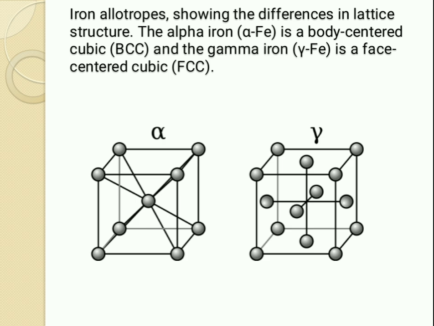So what is the use of these allotropes? Iron is heated up to the melting point, and only after that can we add carbon into it. Due to that, different phases occur when we heat the iron up to the melting point and add a percentage of carbon into it. That's why we are studying the allotropy of iron first.